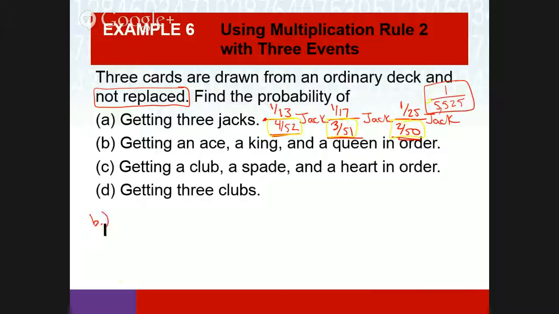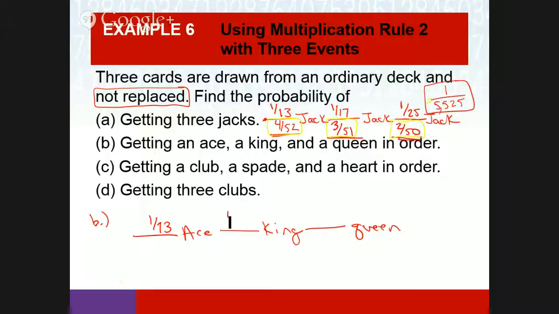B, getting an ace, a king, and a queen in that order. So what's the probability I get an ace? 1/13. We're at 4 out of 52. What's the probability I get a king, given the first card's an ace?